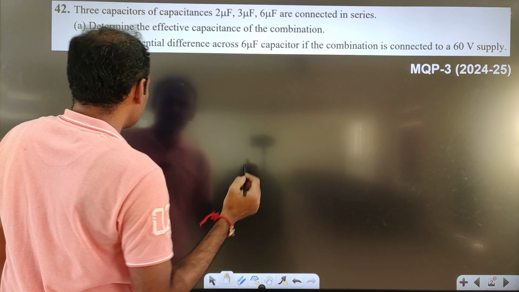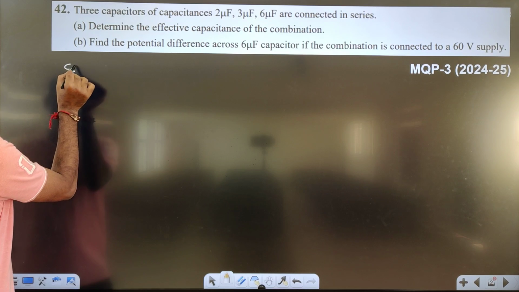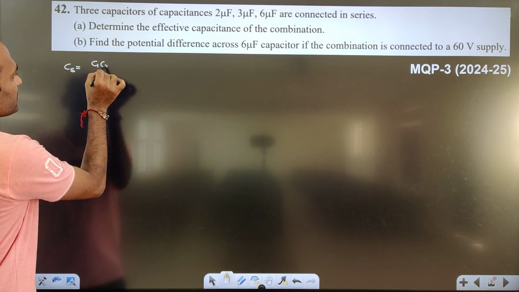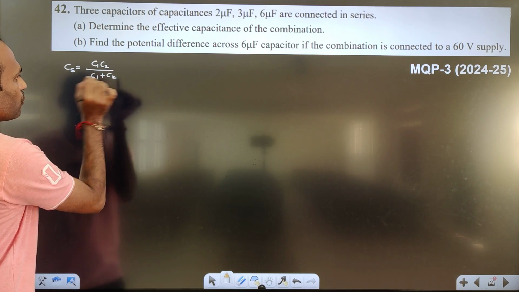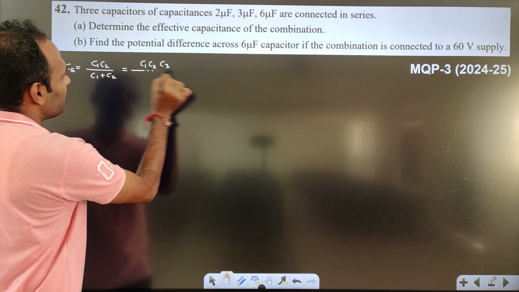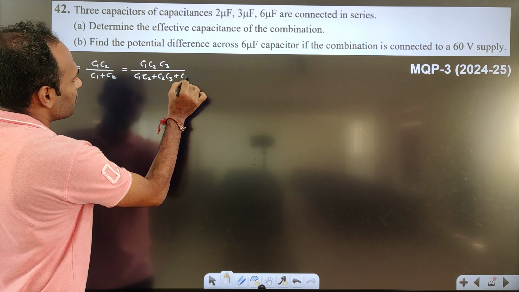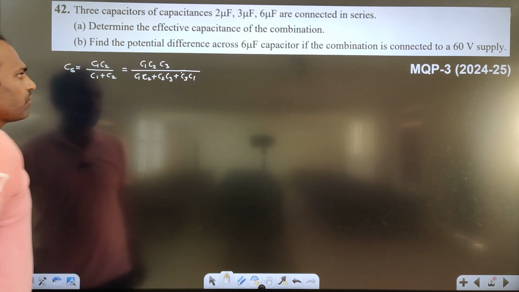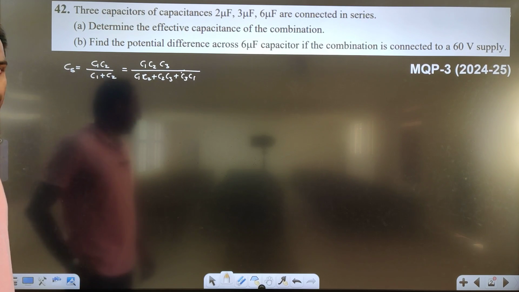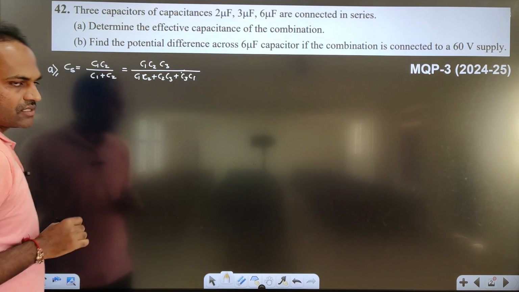See, there are 3 capacitors. In which combination are our capacitors? They are in series. Now when capacitors are connected in series, the effective capacitance: if there are 2 capacitors connected in series, effective capacitance will be C1 into C2 divided by C1 plus C2. For 3 capacitors in series, the formula is C1 into C2 into C3 divided by C1 into C2 plus C2 into C3 plus C3 into C1, right? So this is the formula to calculate effective series capacitance when 2 capacitors are in series and when 3 capacitors are in series. Now we have 3 capacitors in series, so let us calculate the effective capacitance.